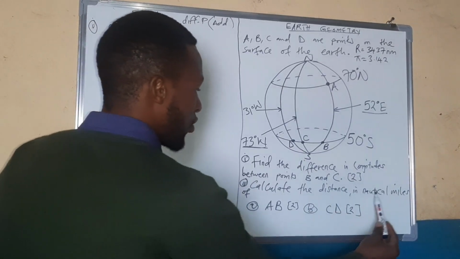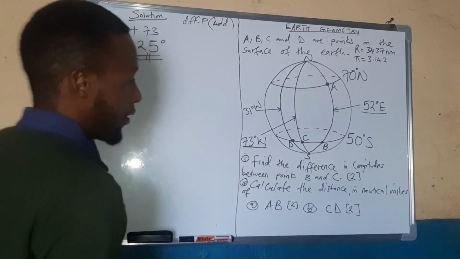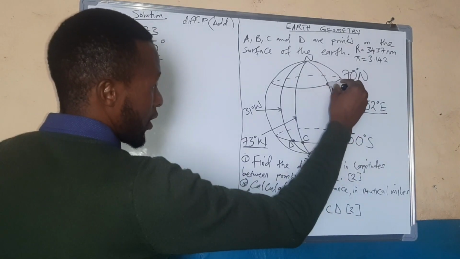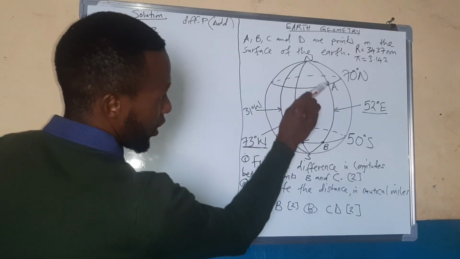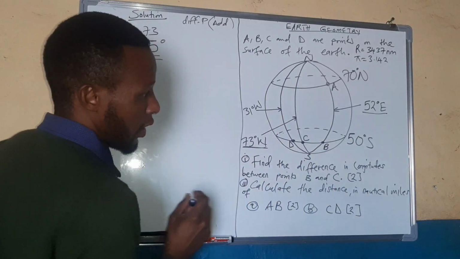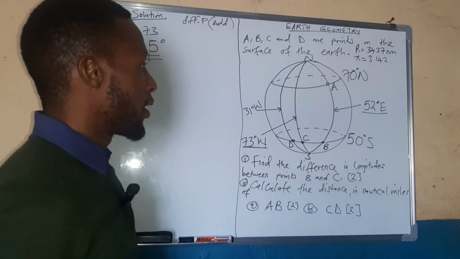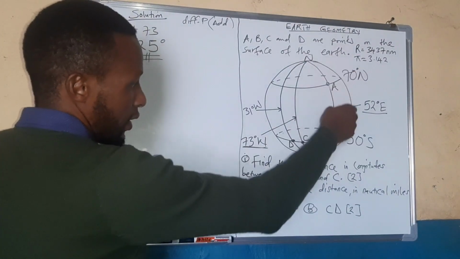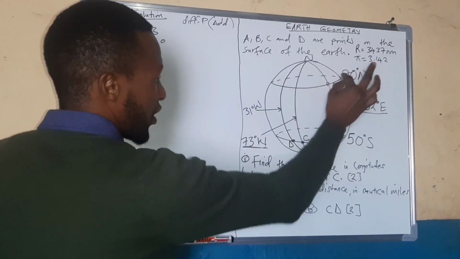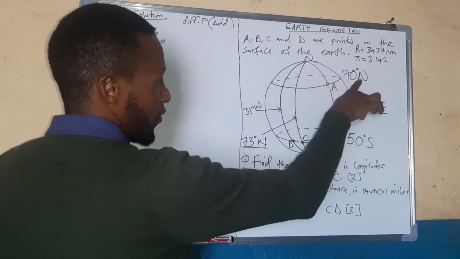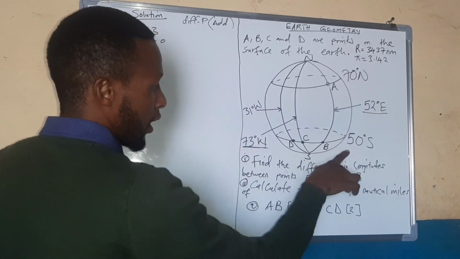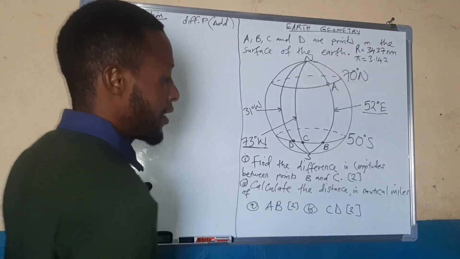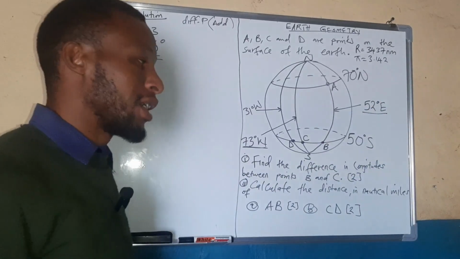Then we come to question 2. Calculate the distance in nautical miles of AB. So AB is this. This is our A and this is our B. This is the distance from A coming to B. When you look at the two points A and B, they are seated on the same longitude, which means they will be on different latitudes. A is on latitude 70 degrees north, B is on latitude 50 degrees south. The longitude where A and B are seated is 52 degrees east.